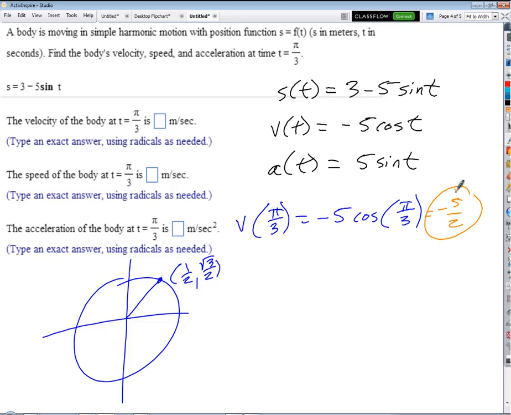What about the acceleration? Well, the acceleration, a of pi thirds would just be 5 times sine of 60. Well, that's going to be the big number, right? 60 degrees is small x, big y. We want the y value. Sine is the y value, correct? Right? Cosine before sine, c before s, like x before y. So we're going to get 5 square root of 3 over 2.